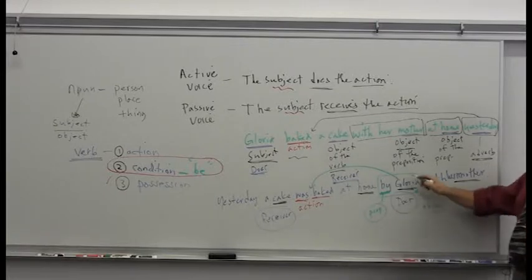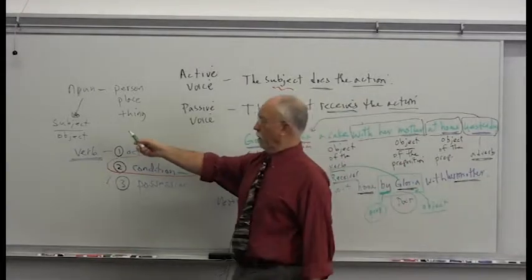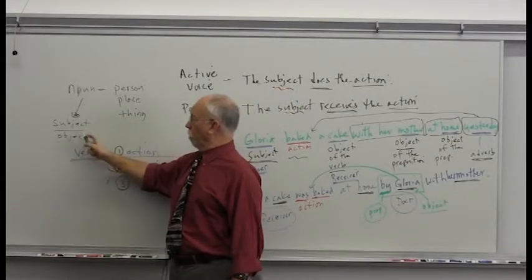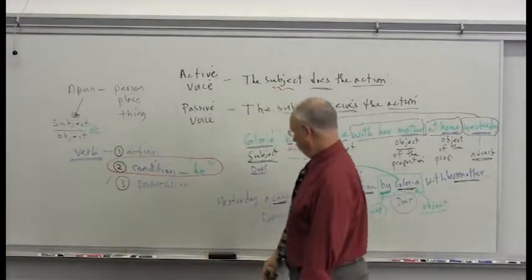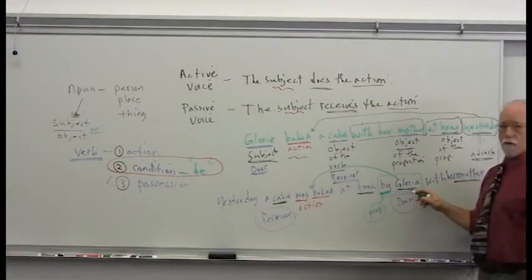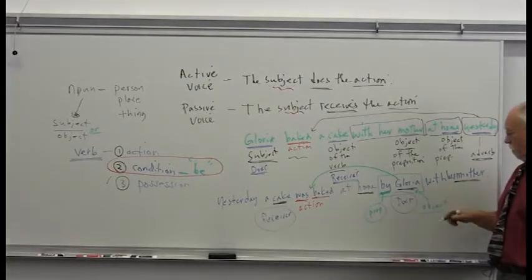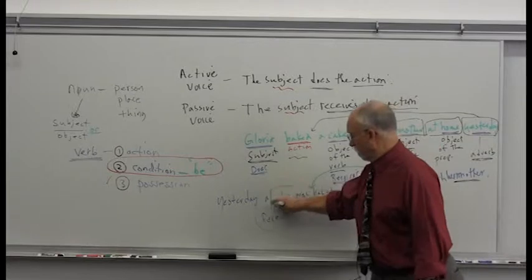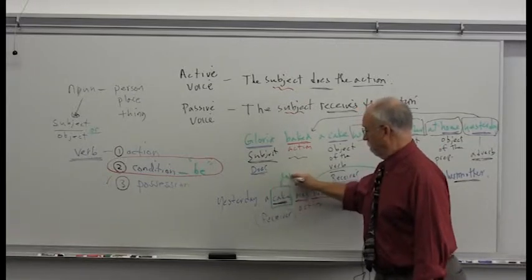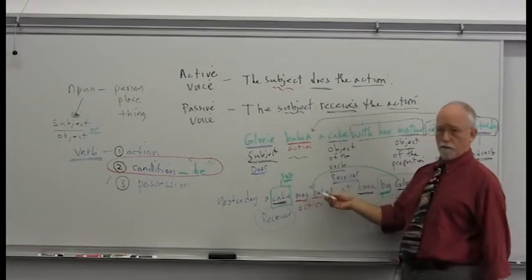So if Gloria is the object of the preposition, this can't be the subject, because we know that a noun can either be a subject or an object, but not both at the same time. So I'm sorry, Gloria, but you've just been objectified here in class. So that means that here's our subject. In this case, cake is the subject of the verb.